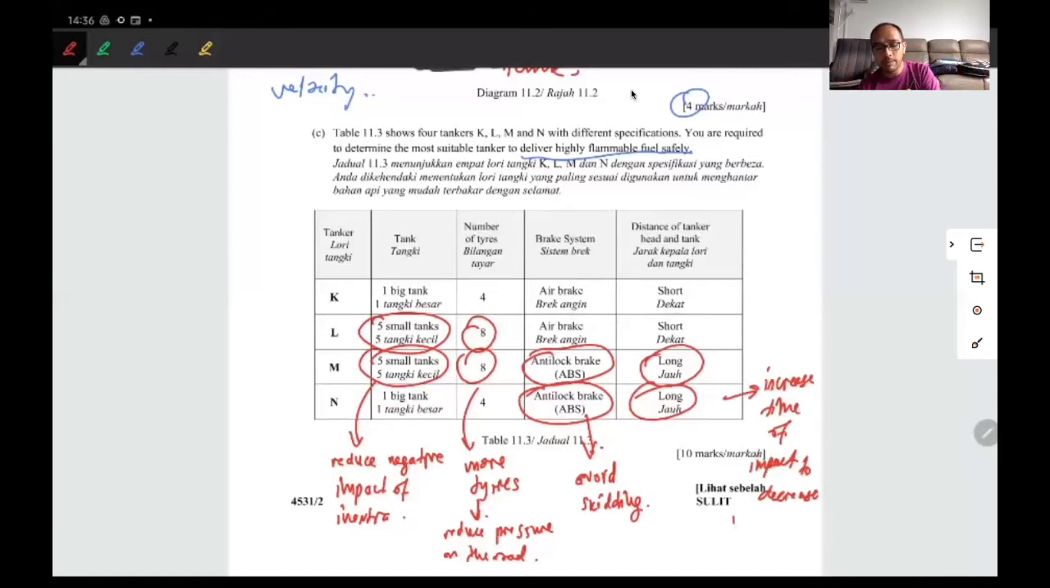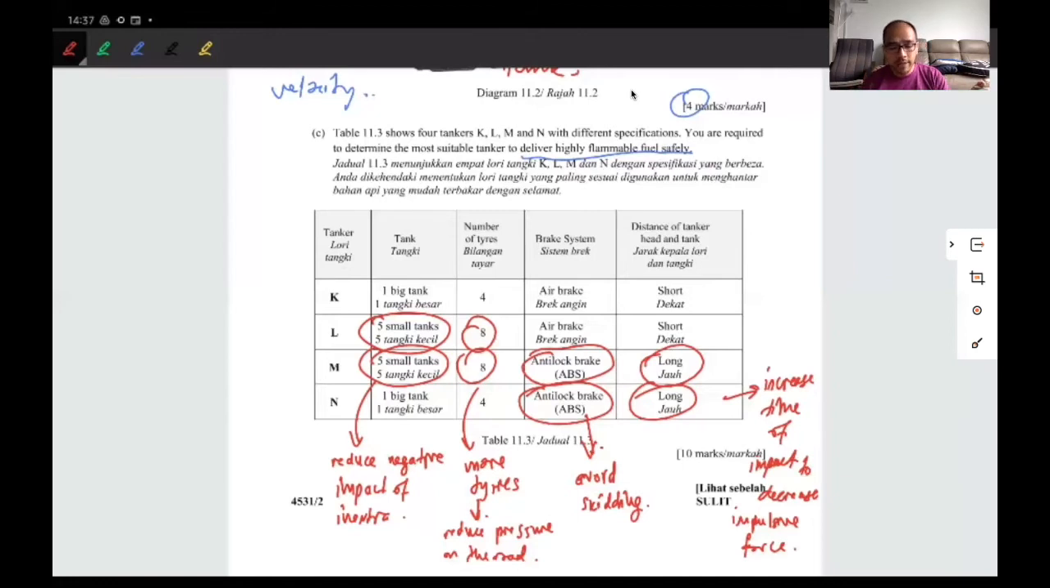To decrease impulsive force. These two must always go hand in hand. You cannot separate the two. Increase time of impact to decrease the impulsive force. You can also say that the distance between the tanker head and the tanker is to ensure the driver's safety, to protect the driver. Also can, it's a good answer, but this is a better answer. It's a more physics answer.